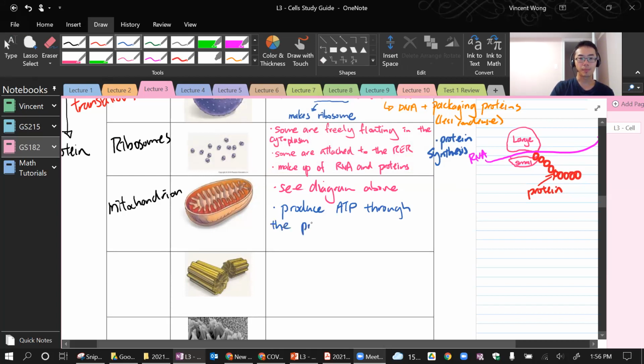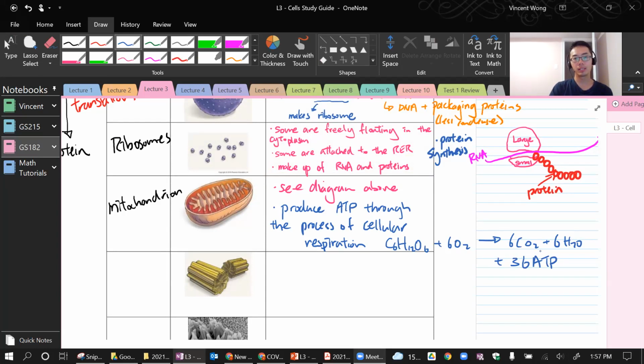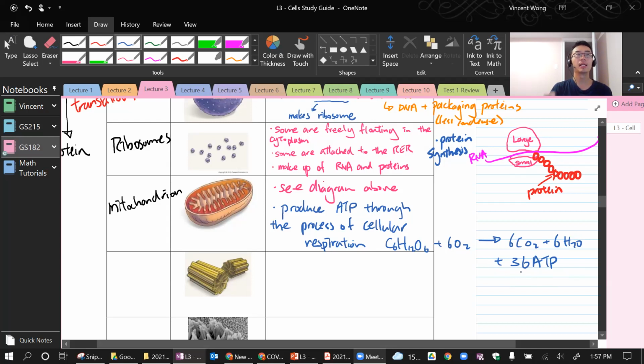through the process of cellular respiration. C6H12O6, that's glucose, plus 6 oxygen, producing 6 carbon dioxide and 6 water. And more importantly, up to 36 ATP. We will learn about this in a lot more detail in lecture 5, but that's it for now.